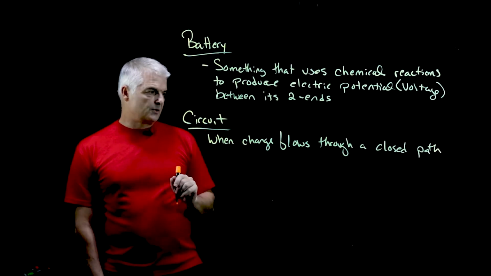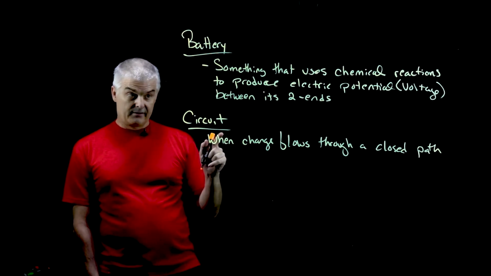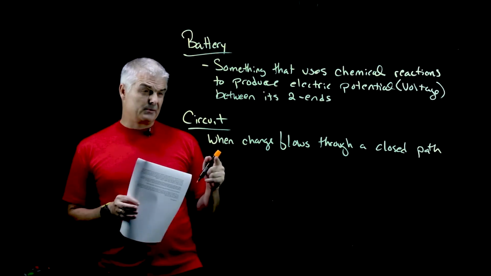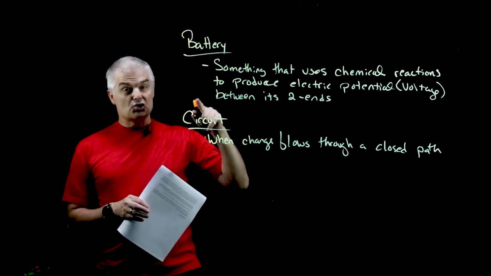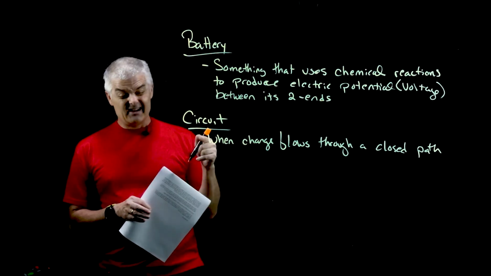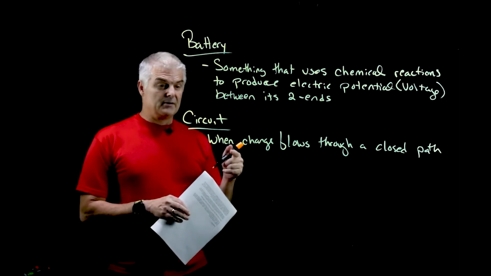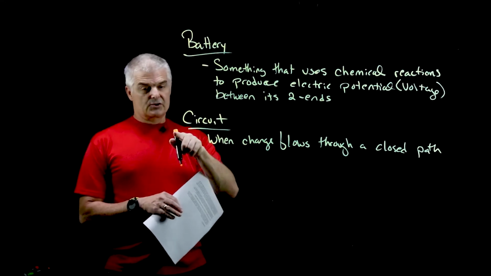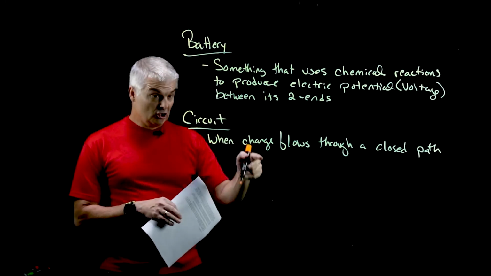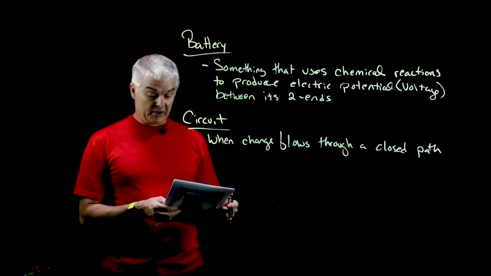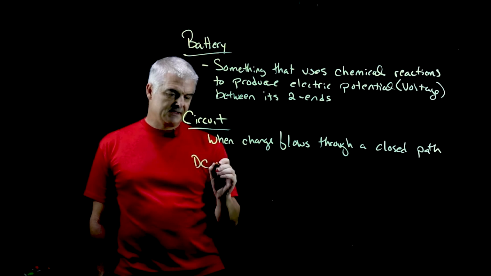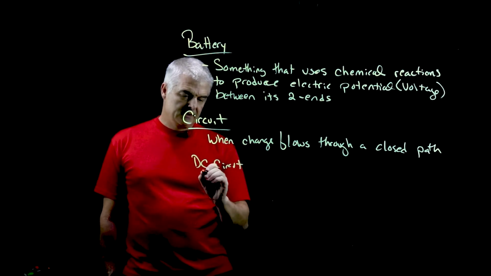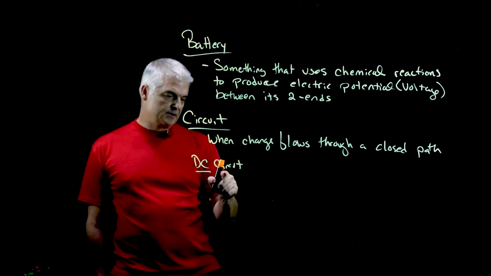So it's when charge flows through a closed path. When I did that demo at the beginning, there was a closed path. The electrons had to go in a complete circuit. You've probably done circuit training, like for physical stuff, or you've run a circuit. You go from one thing to the next, and it's a circle. And if you break the circle, it's not a circuit anymore. And there are actually two different kinds of circuits. We call it a DC circuit. DC means direct current circuit.